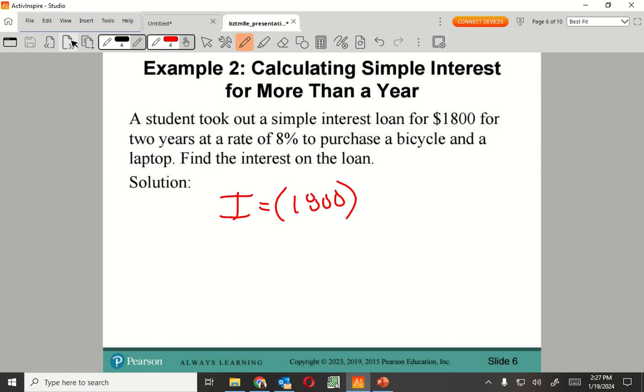My rate, 0.08. That's important. 0.08, because if you use 0.8, that's going to be a huge difference. Times what? Say it again. 2 years? So I'm going to times 2.